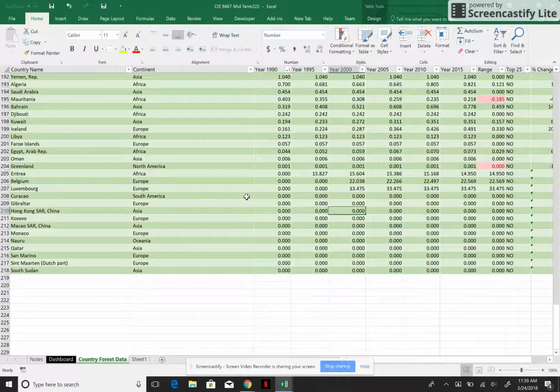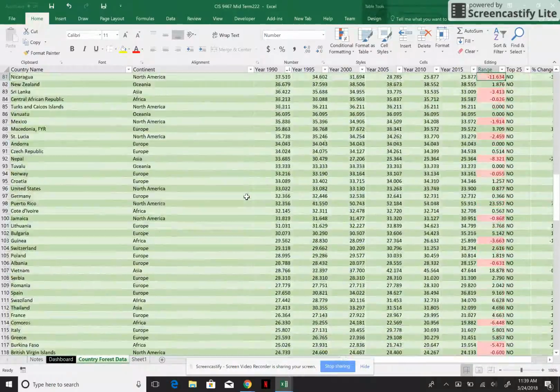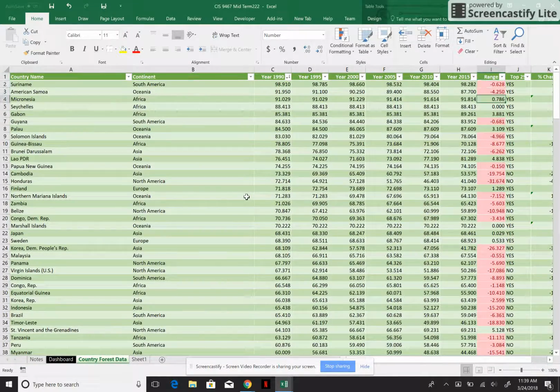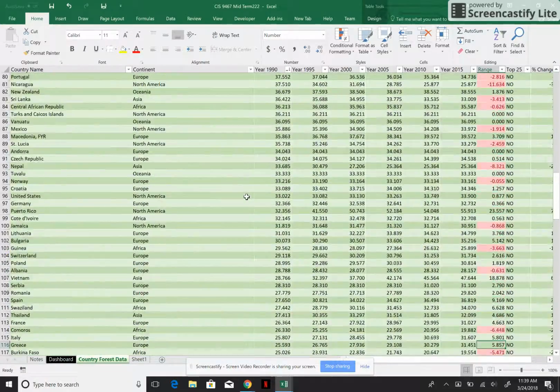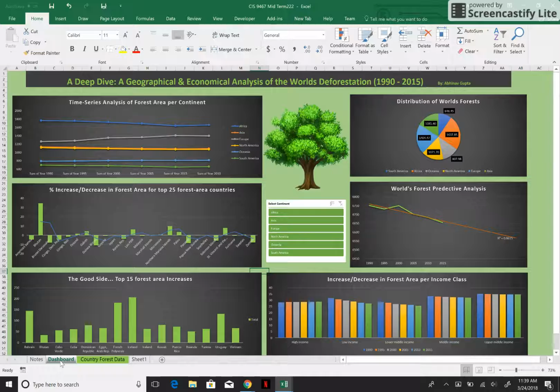So now that we have all numeric values, I did some conditional formatting to get a good overview to see how many countries actually experienced deforestation and how many did not since 1990. And I just formatted it to show if the change was negative to be highlighted in red. And as we can see here, more often than not, more countries were highlighted in red. So now that we have done that, we can start with our dashboard here.